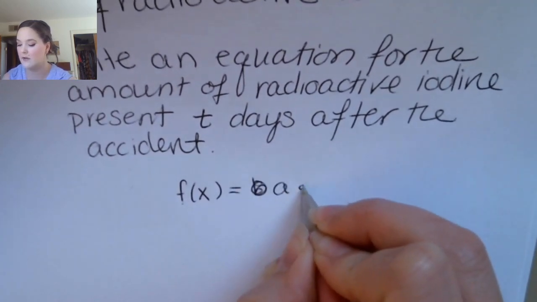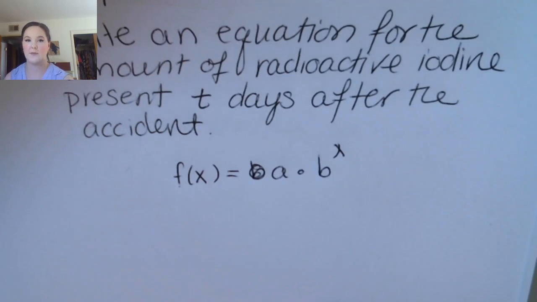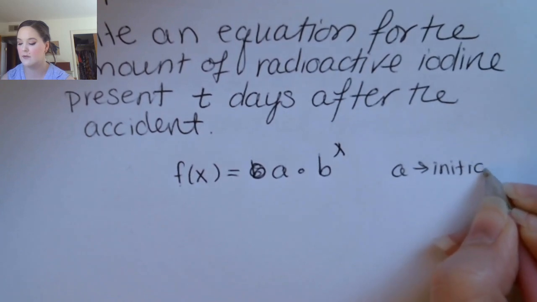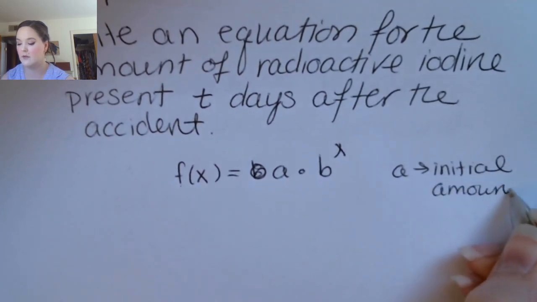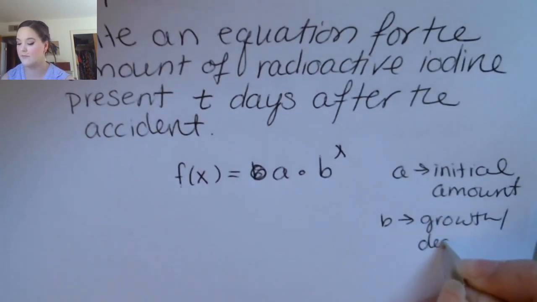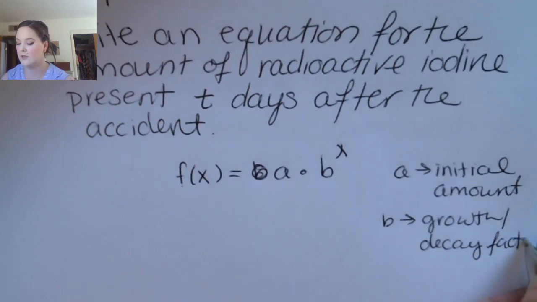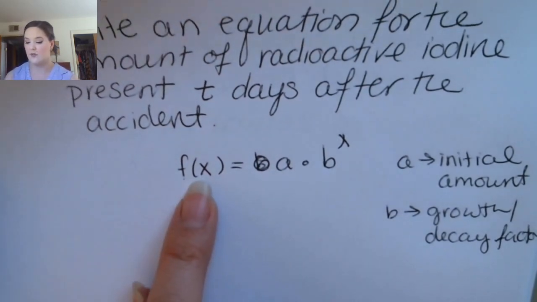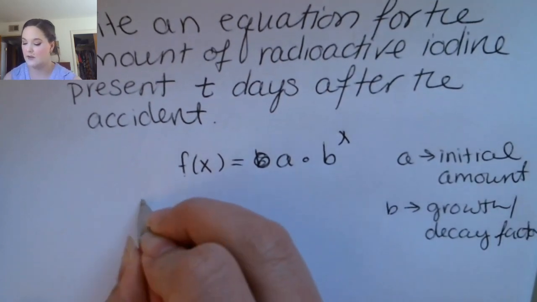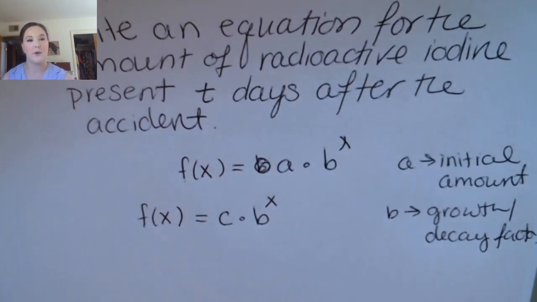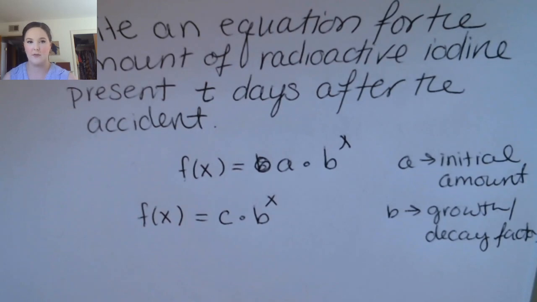Oops, that's an A. So this is our basic exponential function. Remember, A is the initial amount, and then B is called the growth or decay rate, or factor. So in this example, because we're having less material over time, this is going to be the decay factor. What we're going to do first is plug in our initial amount, C. We don't know what that number is, but we do know that that's the initial amount.